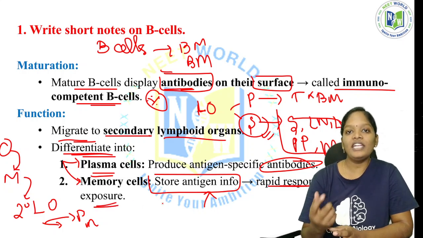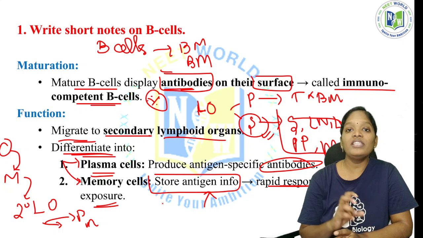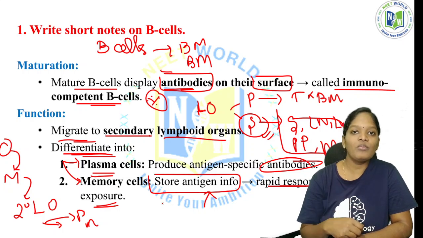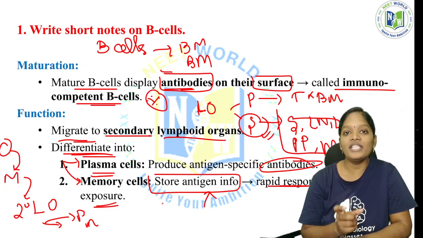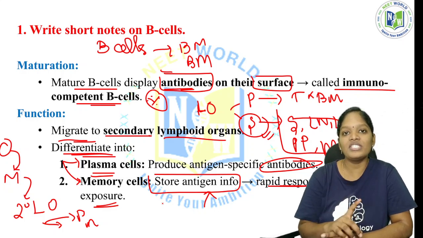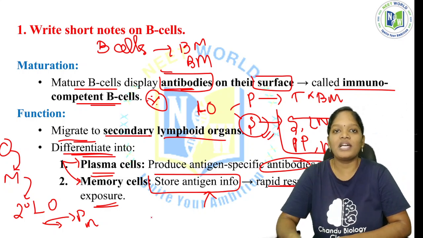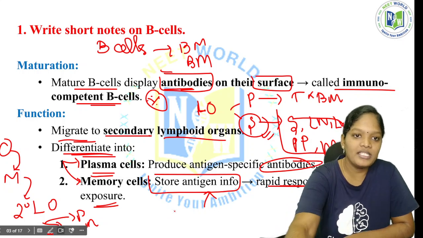Whenever the antigen enters our body for the first time, it takes some time to kill it. Whenever the same antigen enters our body for the second time, that is called re-exposure. These memory cells remember the process of how we killed the antigen the first time it entered our body. So this is the function of the plasma cells as well as the memory cells.